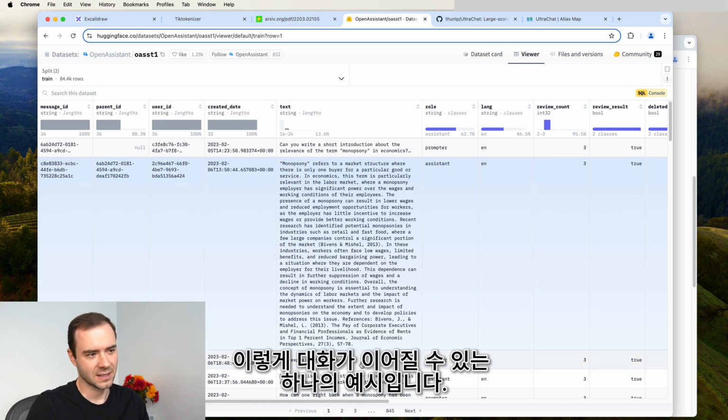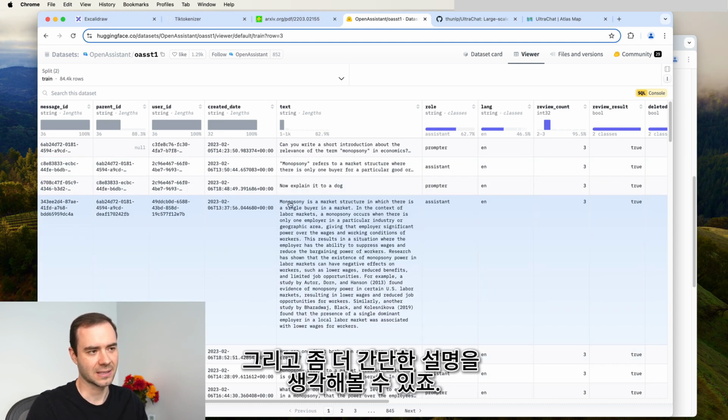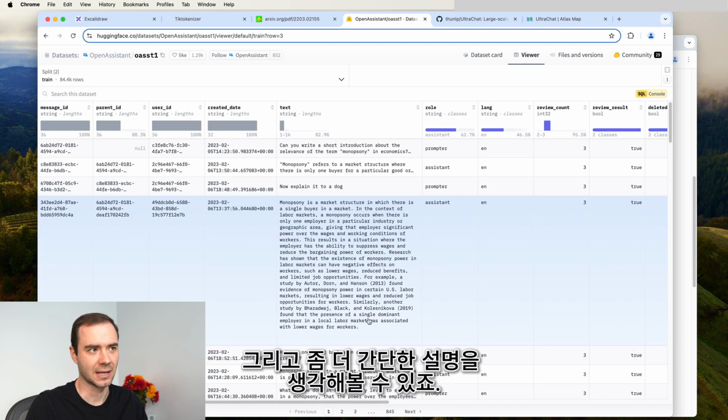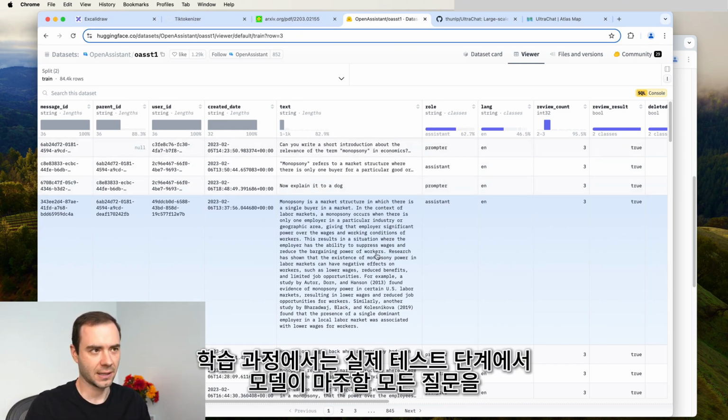And then this is an example of maybe how the conversation could continue. Now explain it to a dog. And then you can try to come up with a simpler explanation or something like that. Now, this then becomes the label, and we end up training on this. So what happens during training is that, of course, we're not going to have a full coverage of all the possible questions that the model will encounter at test time during inference.